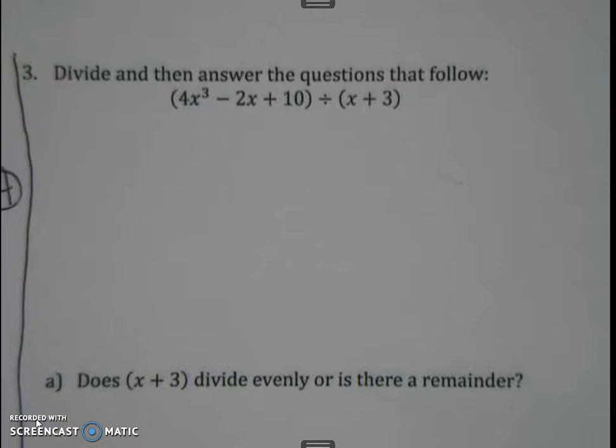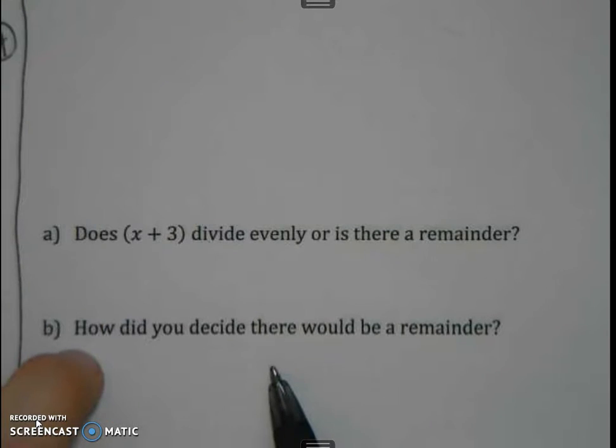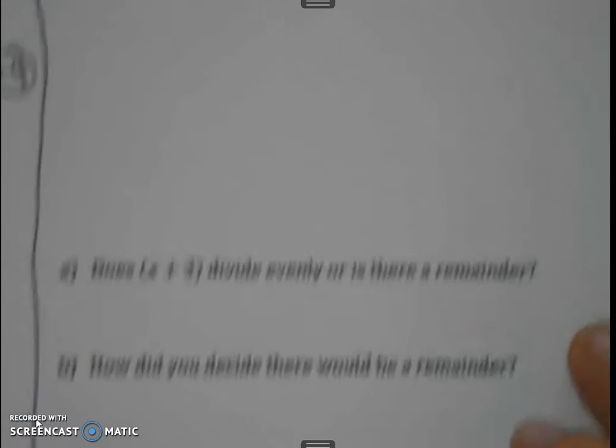So number 3 looks almost exactly like number 2 in the sense that we have to do division again, except this one's going to ask us, did it divide evenly or is there a remainder? And then the question about how do you know if there's a remainder? Because I know that for some people that's a trick.